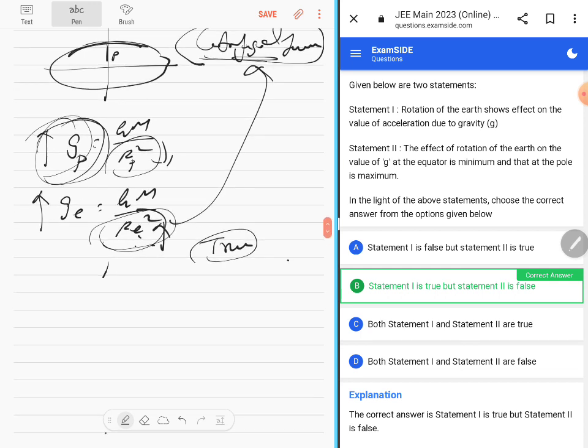Statement 2: the effect of the rotation of the earth on the value of gravity at the equator is minimum. Gravity at the equator is maximum, we saw.